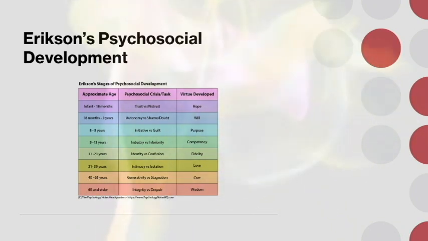Then we go on to young adulthood. So we can roughly say, 19 through to 40 or 25 through to 40, that kind of age, is intimacy versus isolation.